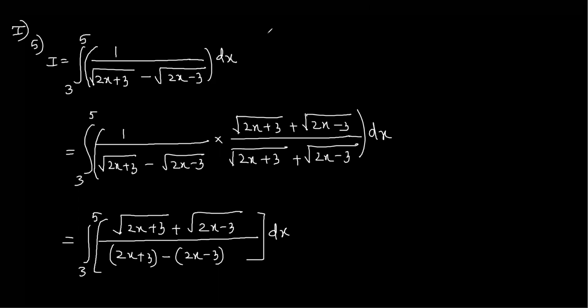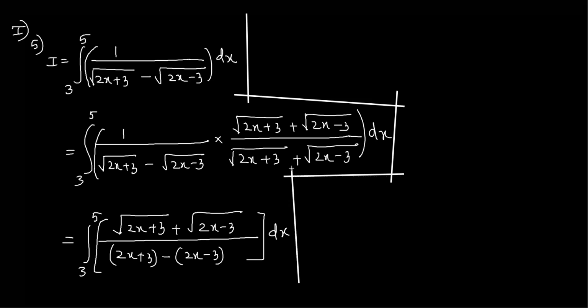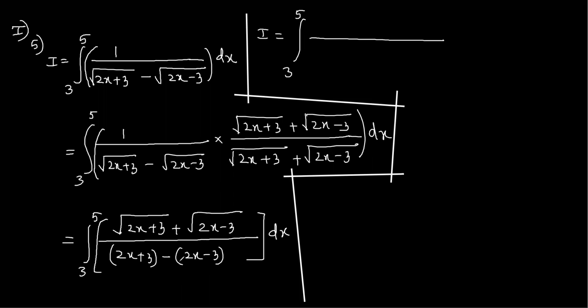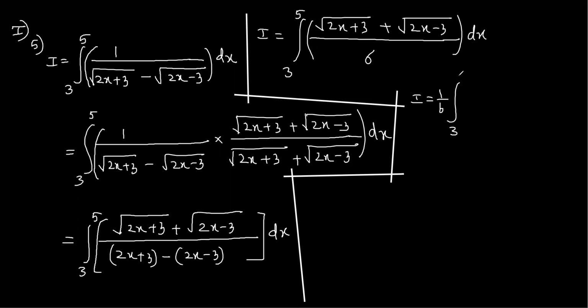Okay. Now when you open the bracket, see what will happen. You will get I equals to integral 3 to 5, and see, the 2x cancels, minus 2x plus 2x cancels, and you get 3 plus 3 in the denominator, so you will get 6. And here you have square root of 2x plus 3 plus square root of 2x minus 3, dx. So now you will have 1 upon 6 outside, 3 to 5, and square root of 2x plus 3 plus square root of 2x minus 3, dx.